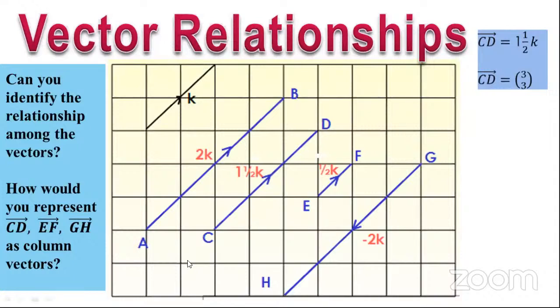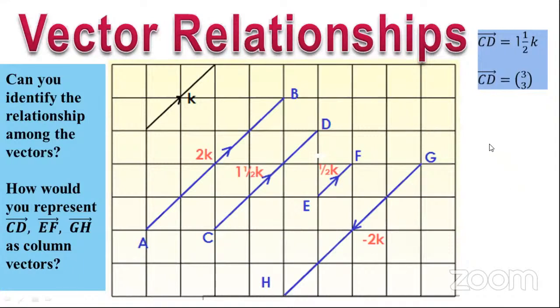Now let us actually check by counting. We are moving 3 units to the right, 3 units up. So indeed, the vector CD can either be represented in terms of K, or we can also represent it in terms of the column vector. Now, students, what would EF be? Talk to me. Anybody want to tell me what the vector EF would be? The column vector. All right. So someone is saying 1, 1. So EF is 1, 1.